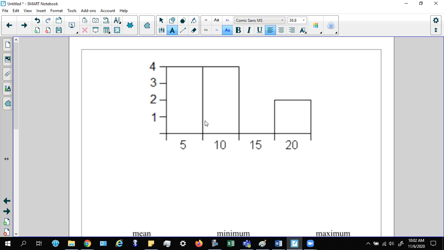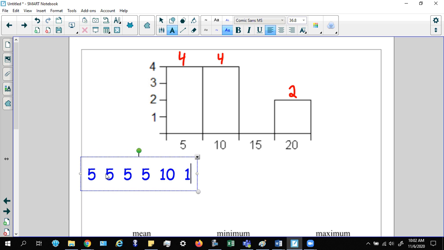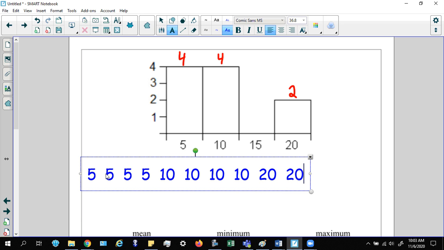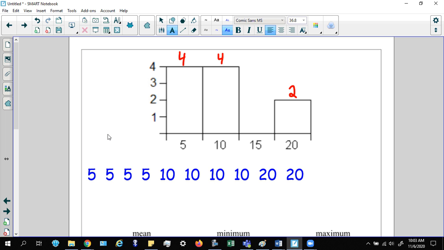Okay, so what we have is a histogram. The histogram tells you, okay, how many fives are we going to have? Let's see, reading the bars. We're going to have 4 fives, we're going to have 4 tens, and then we're going to have 2 20s. So if I was to create a little number line or a list here, 1, 2, 3, 4, and then no 15s, and then 2 20s. There you go. And there's your list that you would answer all the questions for mean, median, and all that good stuff.